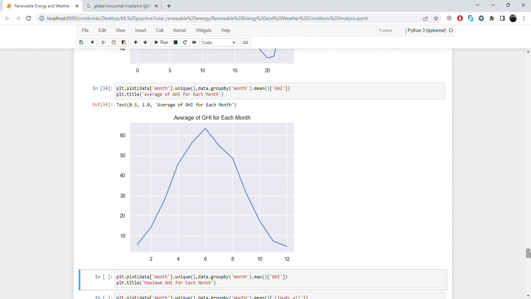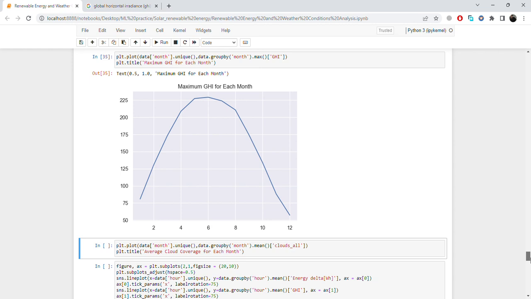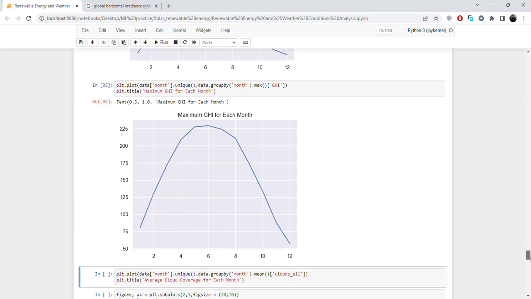So we'll see how we can have multiple graphs in a single plot. Although we have seen subplots and we'll use much more of them here. But now we'll see the minimum. Okay, we'll find out these graphs. And here we will have the maximum GHI for each month. Here we have the average cloud coverage for each month.